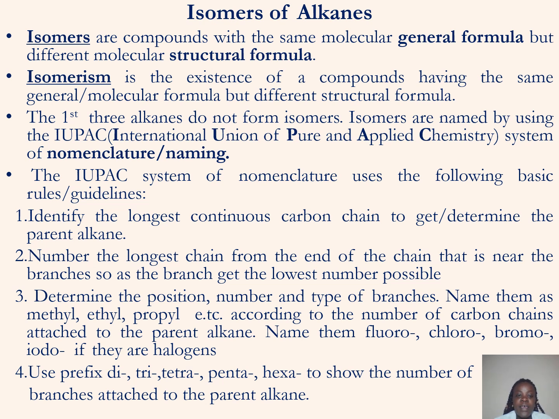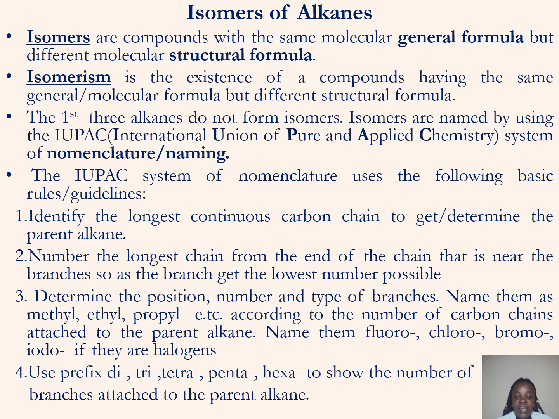Okay, then the first 3 alkanes do not form isomers. That is methane, ethane, and propane. So these 3 alkanes do not form isomers. So we begin forming isomers from butane. And isomers are named using a naming method known as the IUPAC naming system.